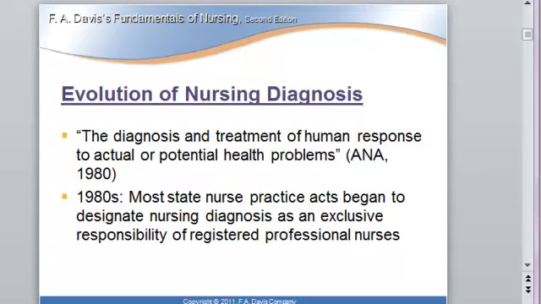In the 1980s, the American Nurses Association stated that the diagnosis and treatment of human responses to actual or potential health problems is one of the definitions that has been available since 1980. Also in 1980, most state nurse practice acts began to designate nursing diagnosis as an exclusive responsibility of registered professional nurses. So that's one thing that does differentiate us from our peers.